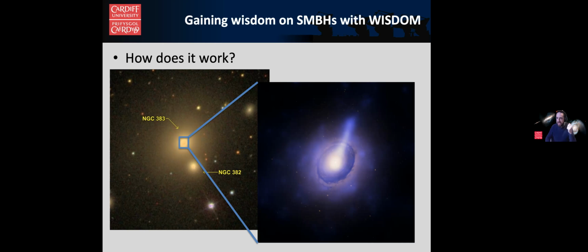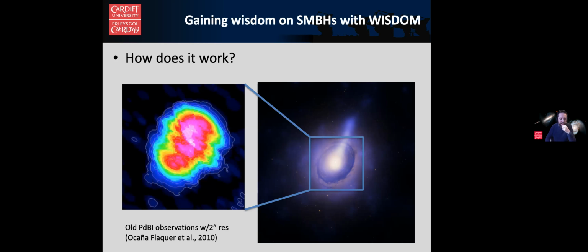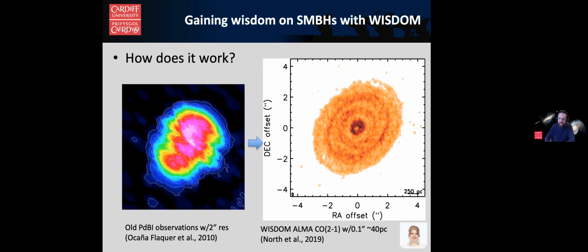This galaxy was actually mapped previously by Flaquer and collaborators in 2010 with the Plateau de Bure interferometer. You see that there's molecular gas in this disk, but at the resolution available with PdBI, it wasn't particularly resolved. So with ALMA, we can do much better than that, of course. A PhD student who was working with me, Eve North, went and obtained these beautiful observations of this circumnuclear disk in this galaxy. This is 0.1 arcsecond data, that's about 40 parsecs at the distance of this galaxy. And you can see it's a beautiful regular disk with some spiral structure overlaid.